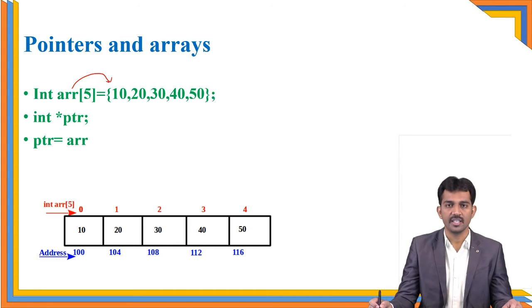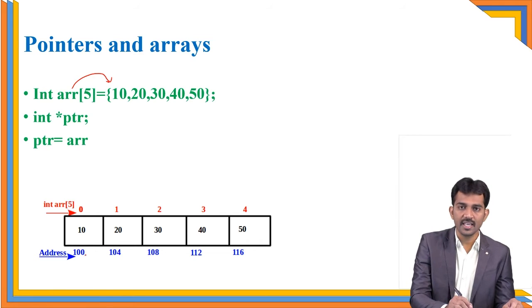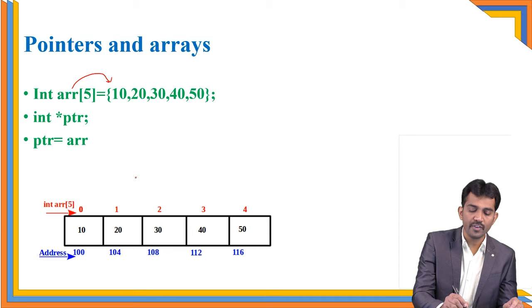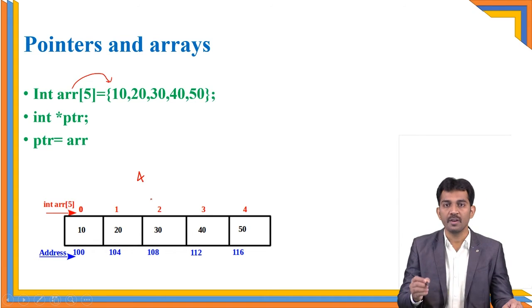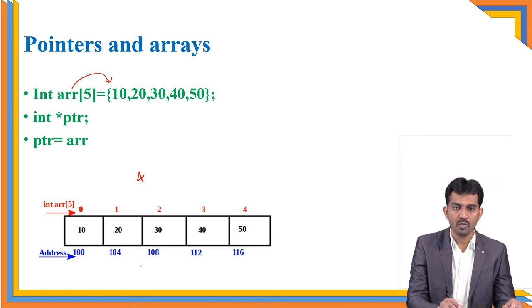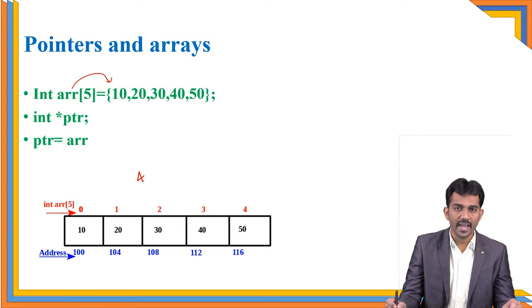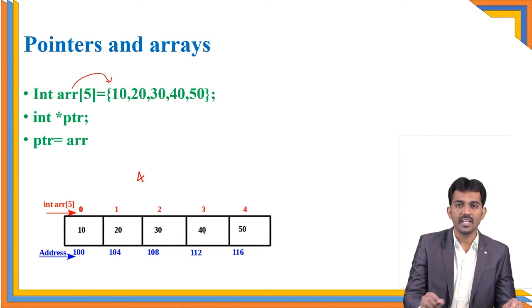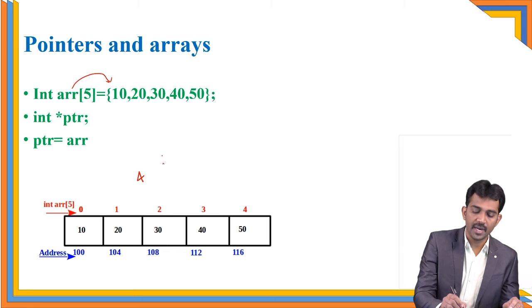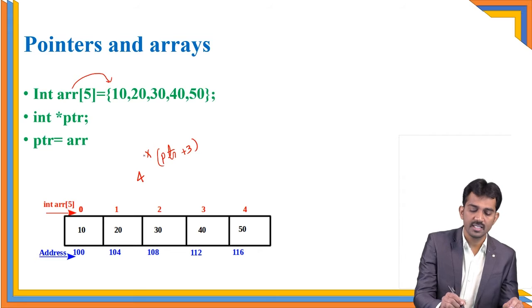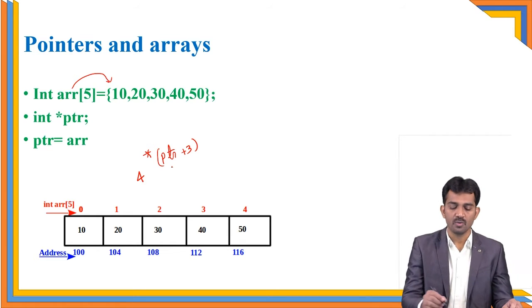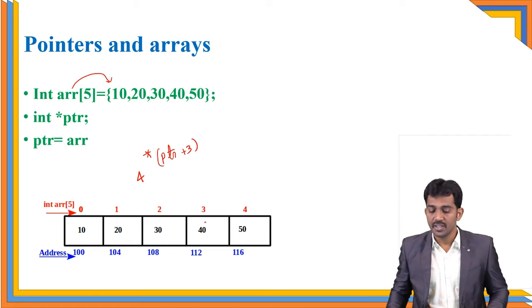See, 100 is the starting address. The first element is at 100, the next goes to 104, because the size of an integer is 4 bytes. That is why each time it increments by 4 bytes: 100, 104, 108, 112, 116, like this. Please remember, if you want to access 40 with the pointer variable, the indexes are 0, 1, 2, 3, so ptr plus 3 means you are going to access the fourth value. This is 40.